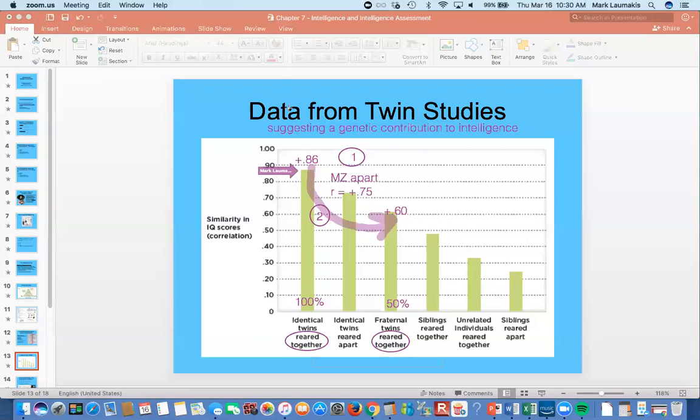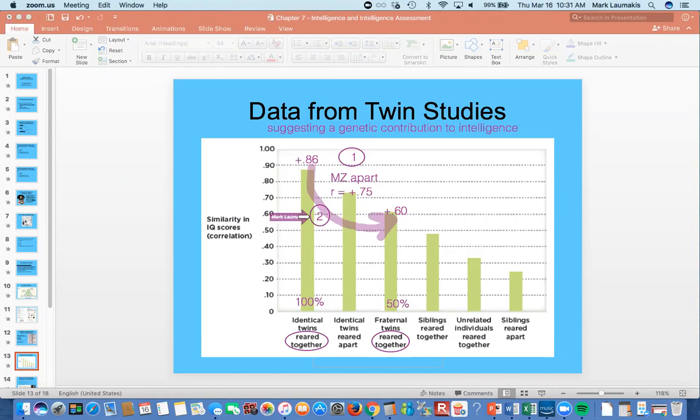Why? Because the people in bar number 3 are less similar genetically than are the people in bar number 1. And that's what's driving this decrease in the similarity of their IQ scores, right? We go from 0.86 to 0.60. It's not environment because they're both in situations where they're being reared together. The only difference is 100% the same genetically, 50% the same genetically. So that drop is due to a genetic factor. It's got to be attributable to genes, not environment.